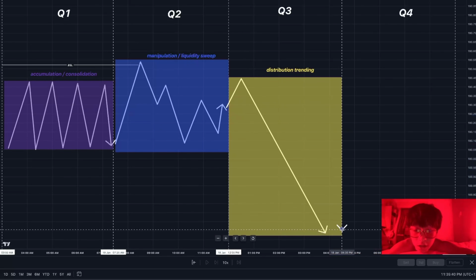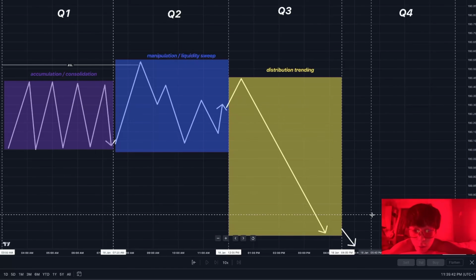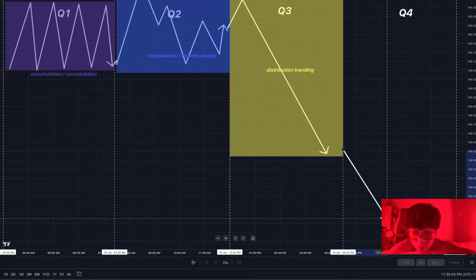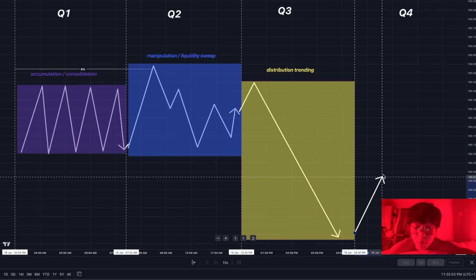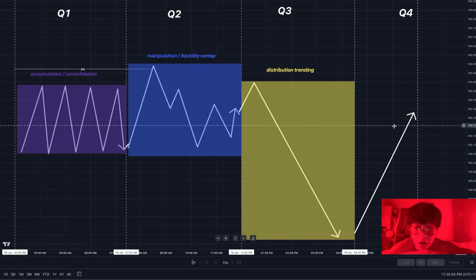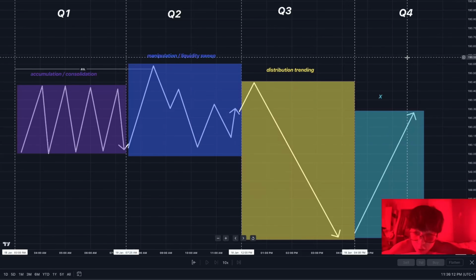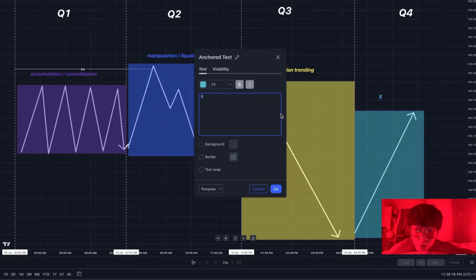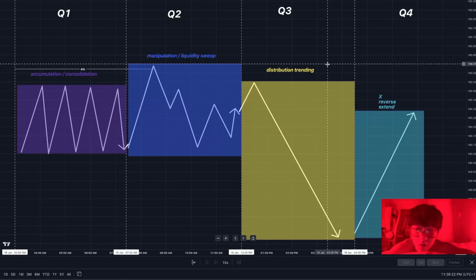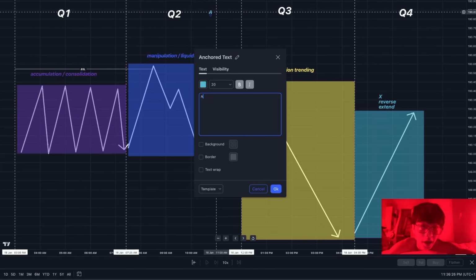Now quarter 4 can continue following the trend that it was previously in. So price would either continue heading to the downside or price would reverse the trend and retrace back on the previous quarter. That's why quarter 4 is known as X, because it can either do one of two things: reverse or extend. So yeah, this cycle is called AMDX.